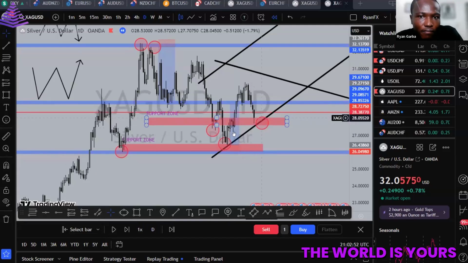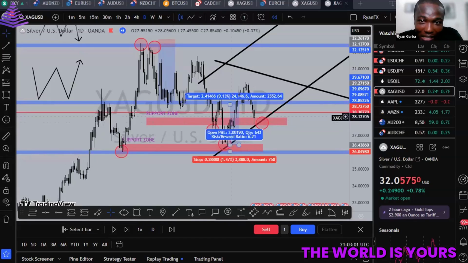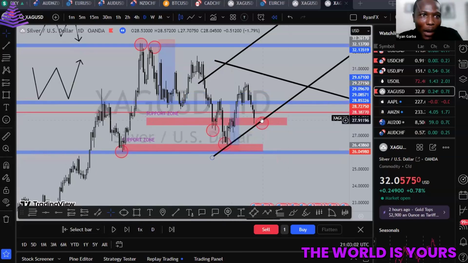Me, normally I like to enter on the right shoulder. When I see this, I don't wait. As a sniper trader, I just enter. And there are some people who wait. So let me draw this here quickly, in order not to confuse you.